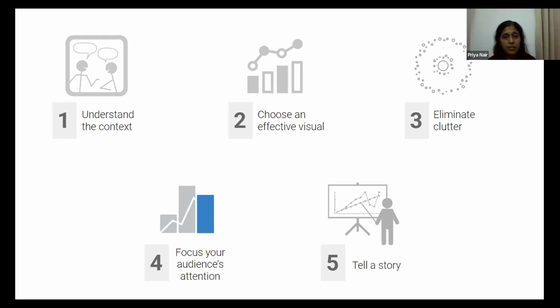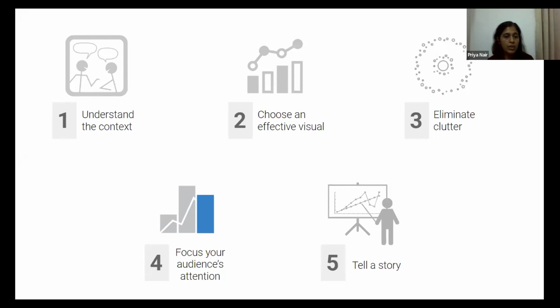Then choose the effective visual, right? Which chart or what kind of graph you will be plotting. You will have to make a correct choice on that. Then the third one is eliminating clutter. So we saw in our visual design principles a lot of methods, right? How we can use those to create compelling visuals. So apply those in the third stage, where you can eliminate clutter using those methods.